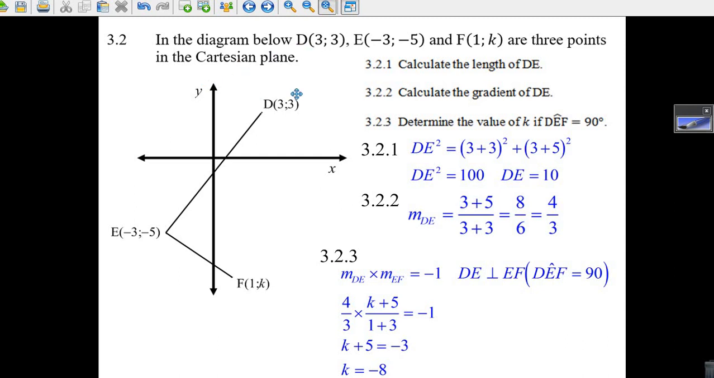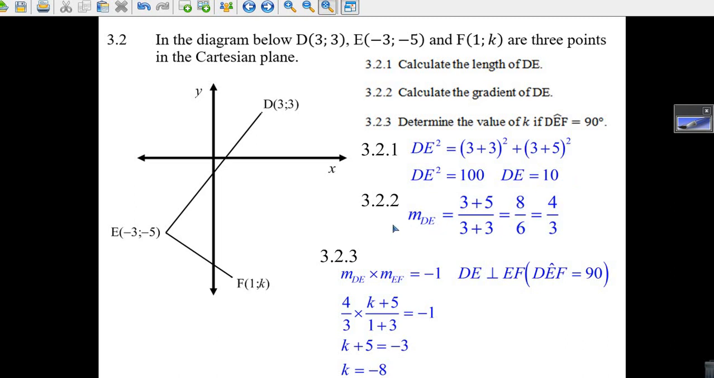We've got a diagram below, and there's points D, E, and F. D is 3 and 3. E is minus 3 and minus 5. F is 1 and K. Determine the length of DE. Well, it's just the distance formula again. 3 minus minus 3, it's 3 plus 3 squared. 3 minus minus 5, 3 plus 5 squared. Well, that's 6 squared is 36. 8 squared is 64. When you put it together, you get 100. Now, that's what DE squared is. You square root it, and you get DE equals 10.